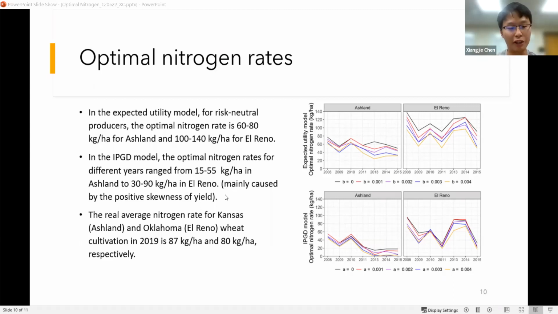And in some cases, if there is a negative skewness of yield, the situation would be in contrast. The IPGD model will have a higher nitrogen rate than the expected utility model. Compared with the real practice in the area, we have the state level average nitrogen rate from USDA, which for Kansas in 2019 is close to 86 kilograms per hectare, and in Oklahoma is 80 kilograms per hectare. For Kansas, it is close to the expected utility model for the risk neutral producer, and the average practice in Oklahoma is maybe close to the choice of a farmer with a risk coefficient of about 0.3.